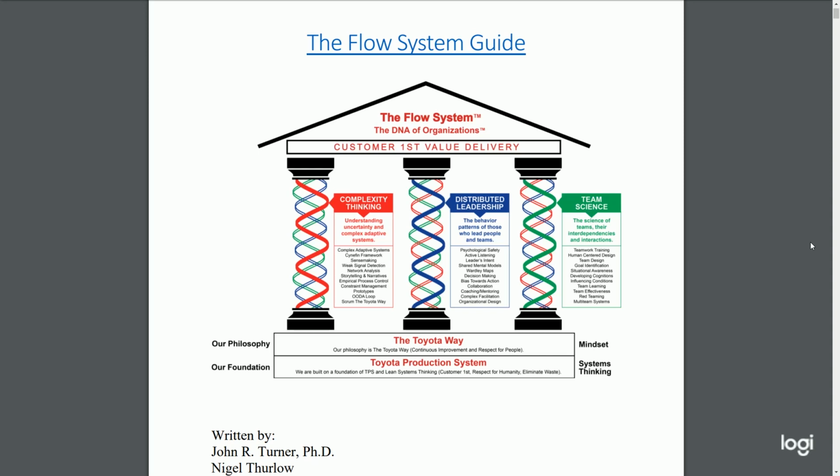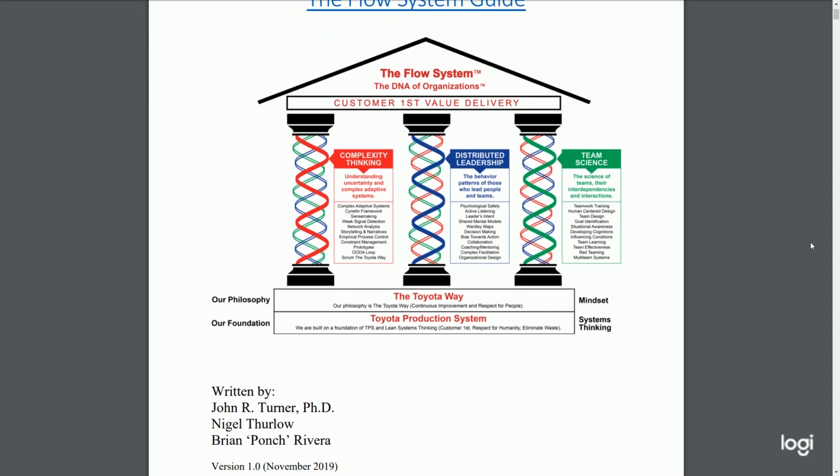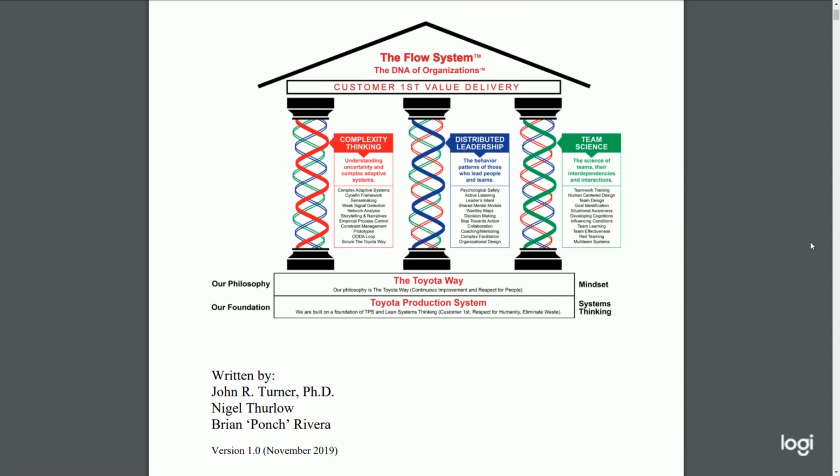The Flow System Guide. Written by John R. Turner Ph.D., Nigel Thurlow, and Brian Ponch Rivera. At the top of the Flow System Guide, there is a picture of a house. The Flow System Guide, the DNA of organizations, is at the top inside the roof of the house. Just under the roof of the house is a box. Inside that box is Customer First Value Delivery. Under that box, there are 3 pillars holding up the house.